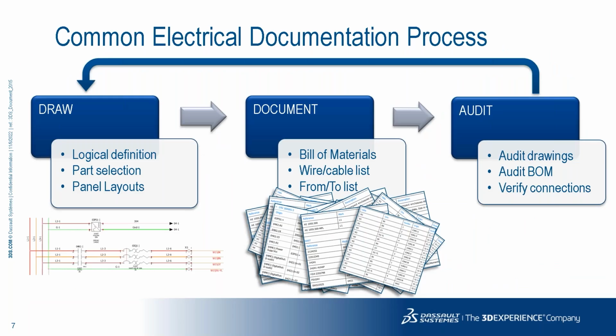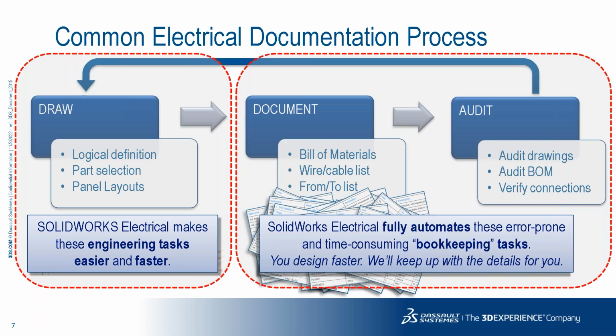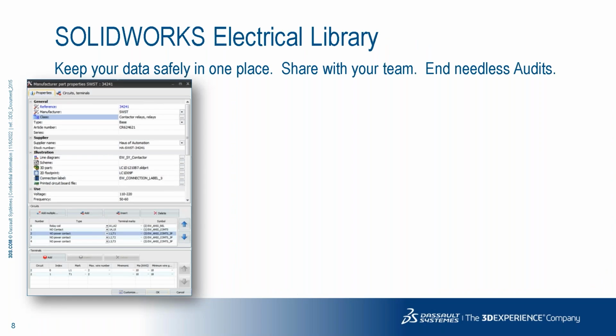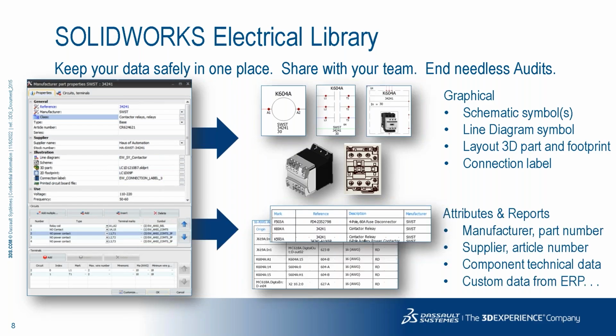And also, what we do in summary is we make the layout and the design easier, but we fully automate all the bookkeeping tasks that you have to do so that you can move faster and do more throughput. We have an electrical library that's shareable by everyone. It contains all the symbols and the components, and a lot of this comes out of our electrical content portal. And so the group can share the library, and when anybody puts something in, it's viewable by everyone.